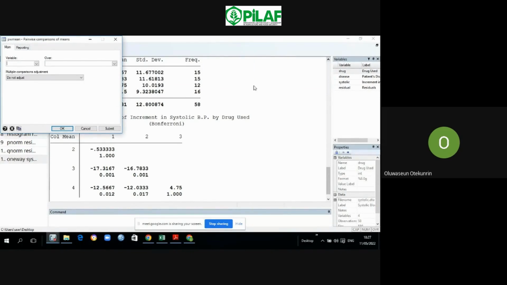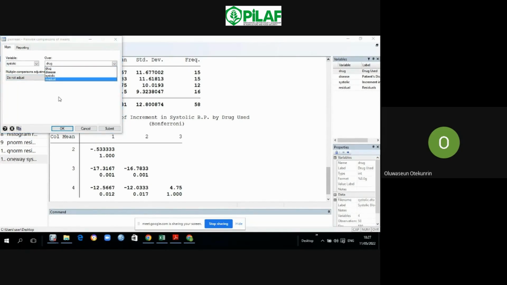You see another window coming up. So under main, you see your variable, then you see over. Then under that, you see multiple comparison adjustment. So under that variable, choose your systolic over what? Our one factor, over drug.